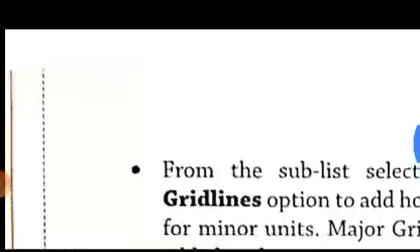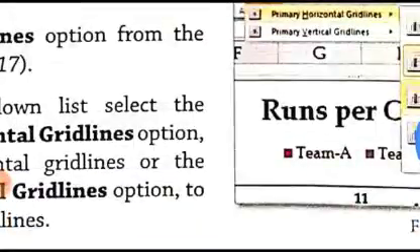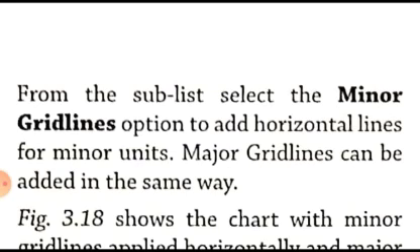Now what we have done: first of all we chose the primary horizontal grid lines option, and then we chose the minor grid lines option. So horizontal minor grid lines were added in this way for minor units on the vertical axis. The y axis has the runs values, so we have added minor horizontal grid lines for the runs values on the vertical axis.